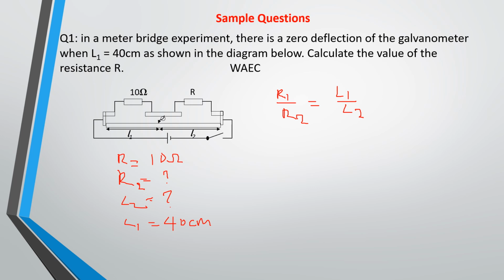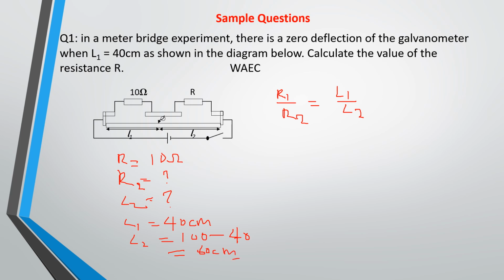All right, so you know that the length of the wire is 1 meter, which is 100 centimeters. So for you to get L2, L2 will be equal to 100 minus 40. So please take note of this. And that gives you what? 60 centimeters. So now we know L2.